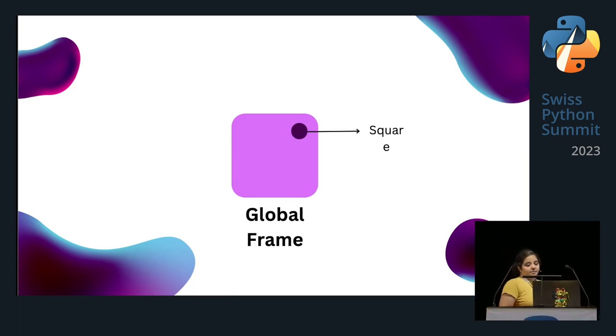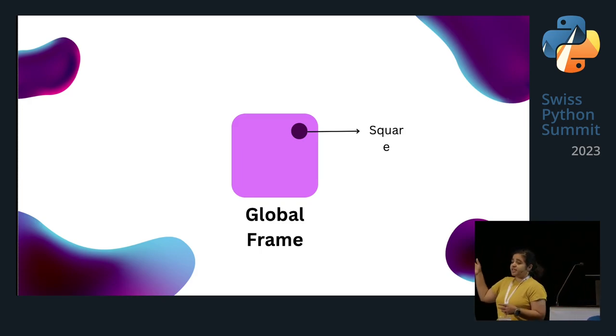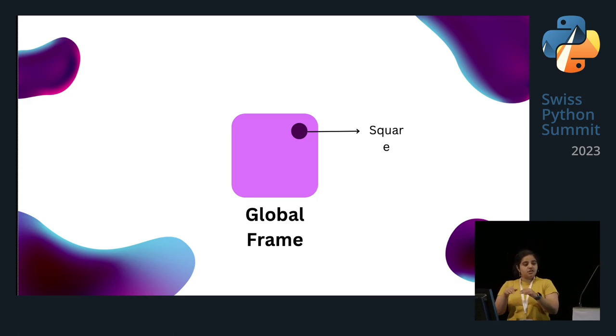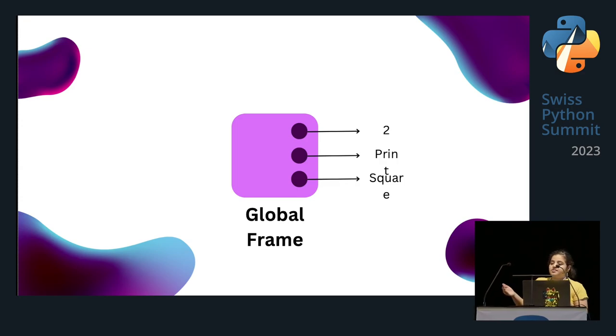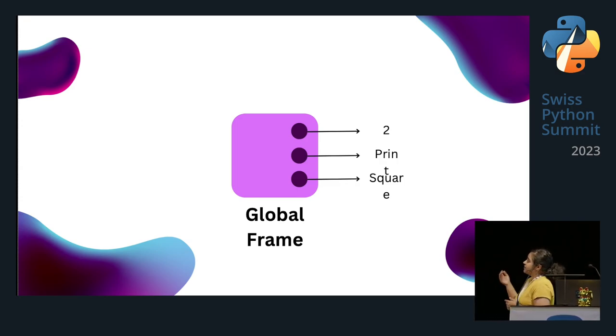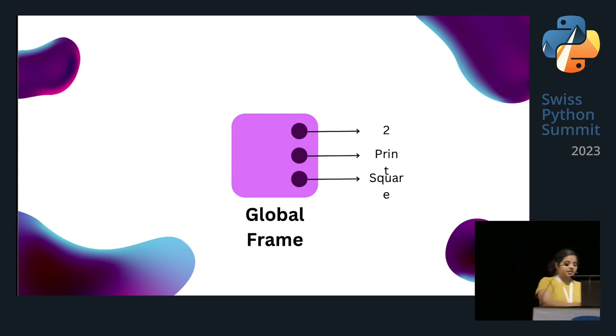So the first thing that happens is it adds square to that global frame, which is the function that gets defined first. So the reference to that function is there. And then it adds your print, it adds 2, which is the number that we were passing to square. So that variable is still existing in the global context. So you add all of that to the global context.